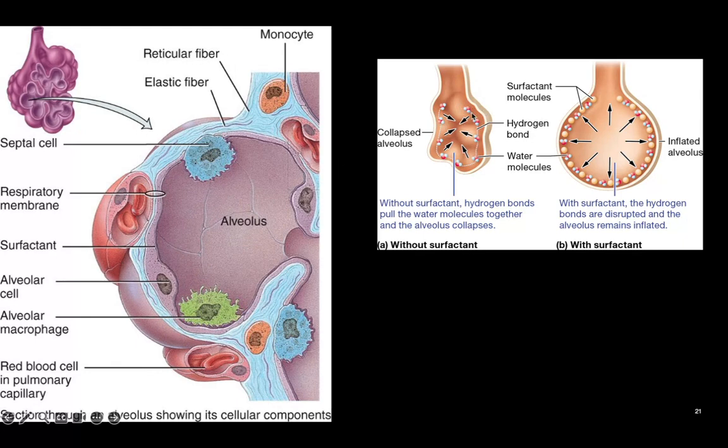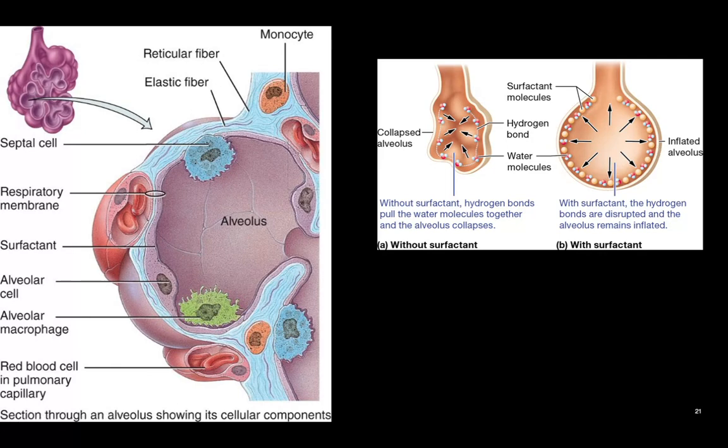If you look over here, we have an example of an alveolus, and there are water molecules surrounding the alveolus. Because of hydrogen bonds, water molecules will typically want to attract to each other and move around, and that would result in a collapsed alveolus. However, with surfactant, which again is a combination of phospholipids, it's a hydrophobic solution. We keep those hydrogen bonds from forming, and we keep those water molecules apart, and so we can have a nice inflated alveolus. Yay!